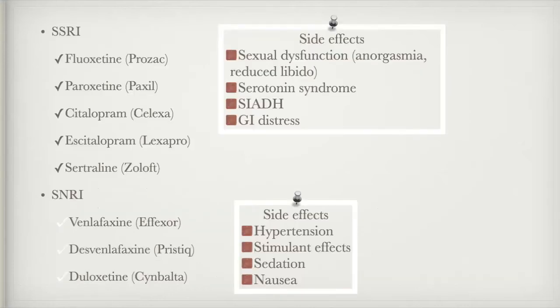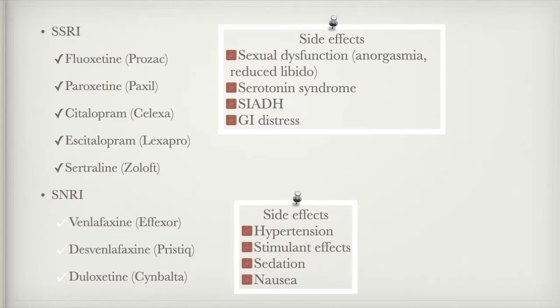For SSRIs, we have fluoxetine, paroxetine, citalopram, escitalopram, and sertraline. The side effects of SSRIs include sexual dysfunction, which can be anorgasmia or reduced libido, and sexual side effects are the most common reason that patients are intolerant of SSRIs. A serious complication of SSRIs is serotonin syndrome, which can be lethal and very distressing. The other side effects are SIADH and GI distress.